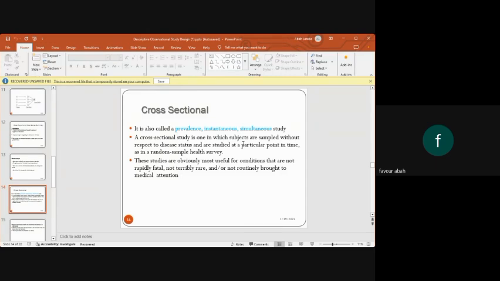Okay, I've forgotten the disease name, just skipped my mind. Like for something like rabies, where victims die within hours or days. So you can't do a cross-sectional study for those kinds of disease.